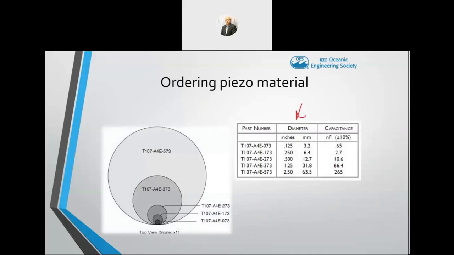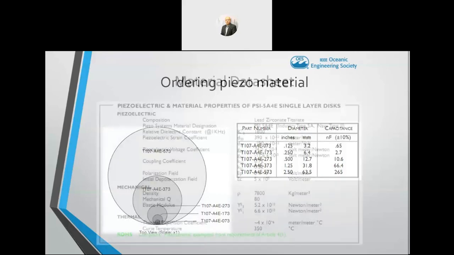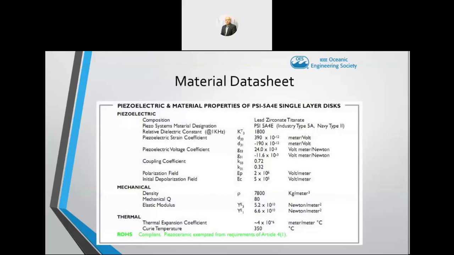So just choose whatever diameter and thickness you might need. All right. Of course, before ordering, we need to go through the material data sheets, and inside the data sheets, you might find something familiar. Of course, the D constant, the G constant, coupling coefficient, as well as other mechanical and thermal properties. So make sure the material properties are in line with your application.